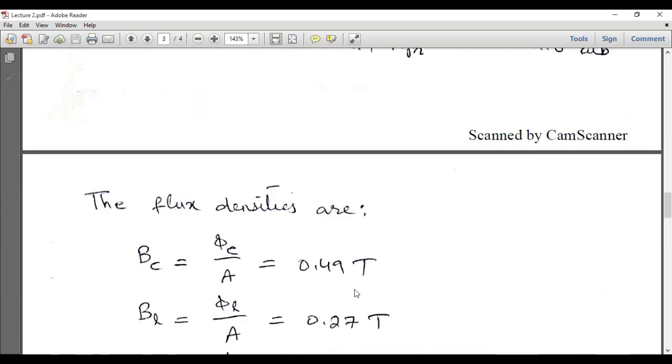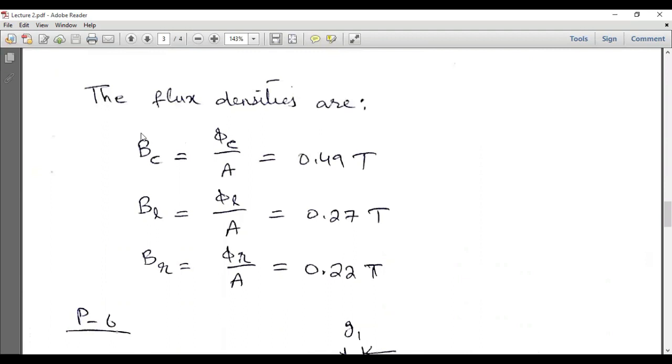Then we can easily calculate the flux densities, and flux density is equal to total flux divided by the cross sectional area. Since the cross sectional area is 49 into 10 to the minus 4 square meters, by using the values of the fluxes, we can calculate the flux densities for the three branches.